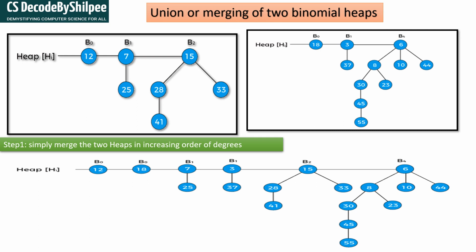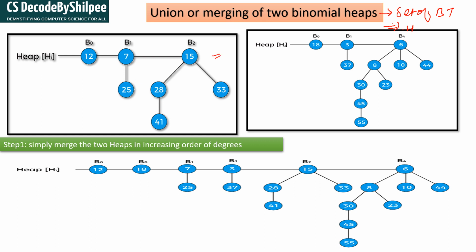So in this video, I am going to explain the union operation of the binomial heap. Before going to the operation, first I will revise what a binomial heap is. A binomial heap is nothing but a set of binomial trees, and their property is that the binomial trees in a binomial heap should have unique degrees.